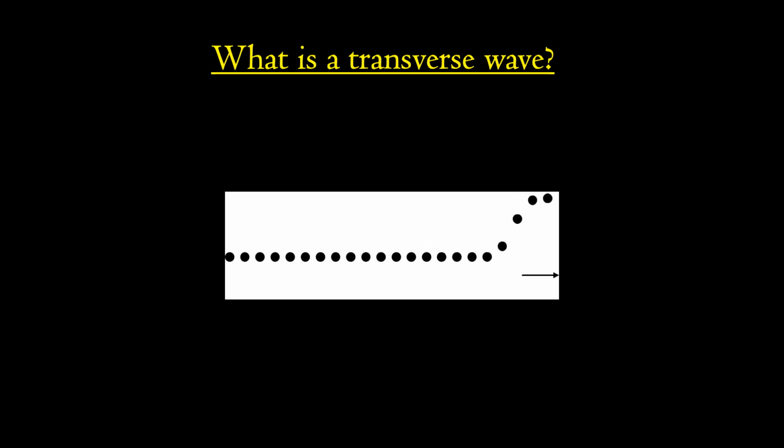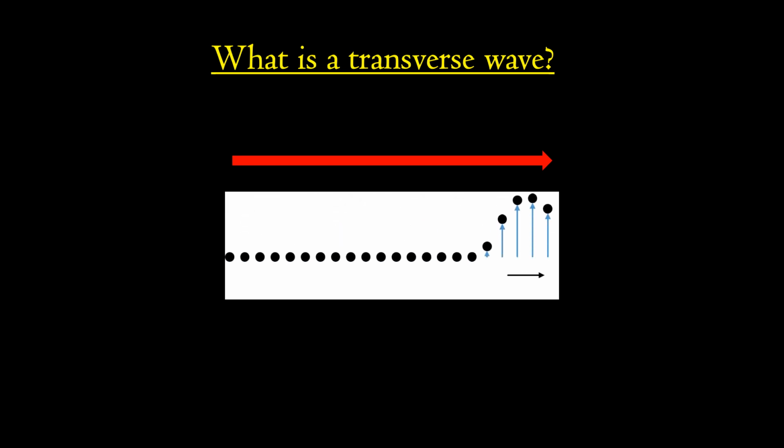If we have a single disturbance moving through a medium, we refer to that disturbance as a pulse, as demonstrated on your screen. The medium is represented by the black dots. The black dots are the particles of the medium. At first, the particles are in equilibrium, meaning they are undisturbed. Then a pulse moves through our medium from left to right. However, the particles, or the black dots, move up and down.